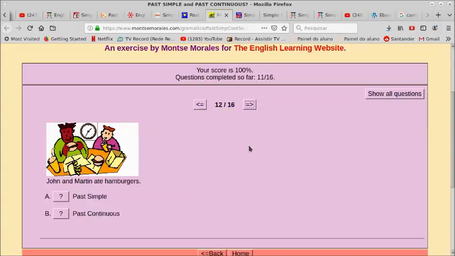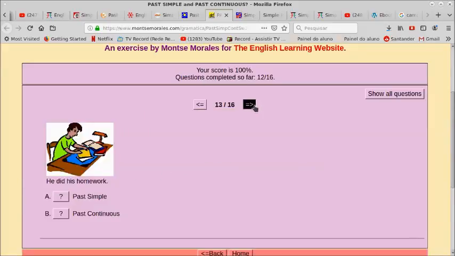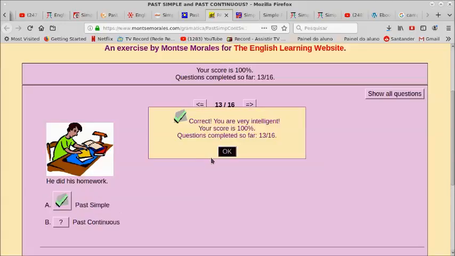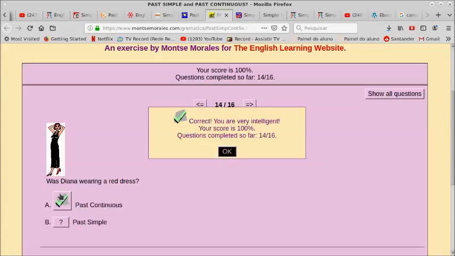Next. John and Martin ate hamburgers. John e Martin comeram hambúrguer. Então também é uma ação acabada, so past simple. He did his homework. Ele fez a lição de casa. Também uma ação acabada, so past simple. Was Diana wearing a red dress? Diana estava vestindo um vestido vermelho? É uma ação contínua, ela estava vestindo. So, past continuous.